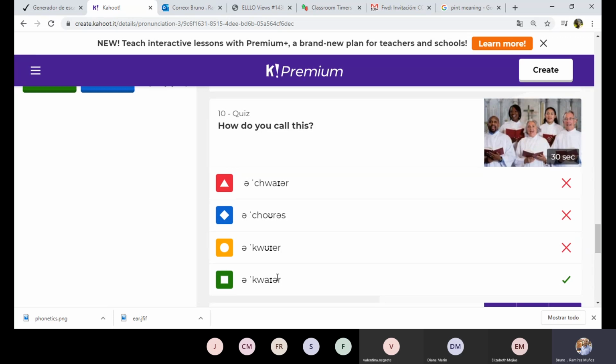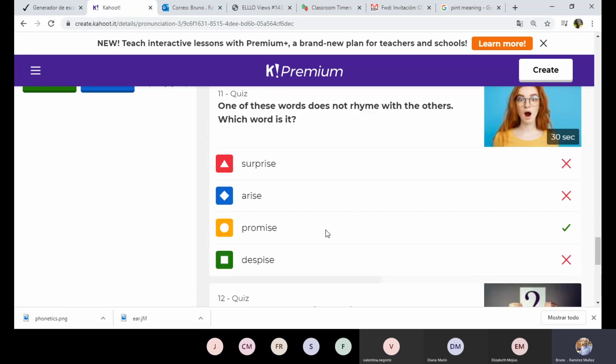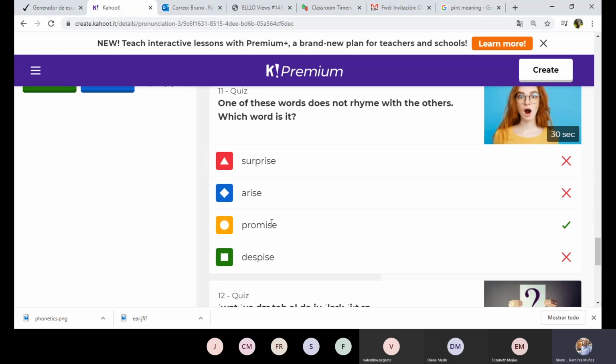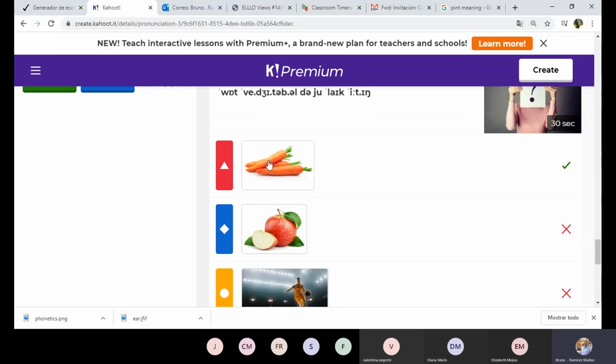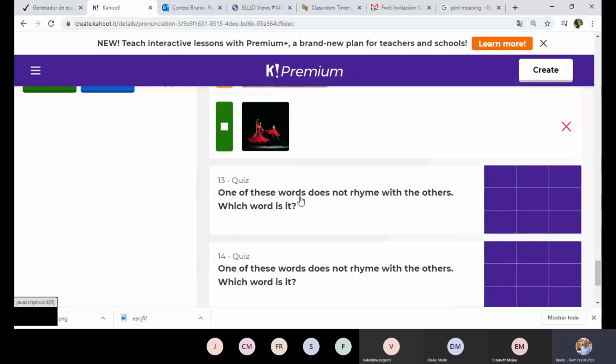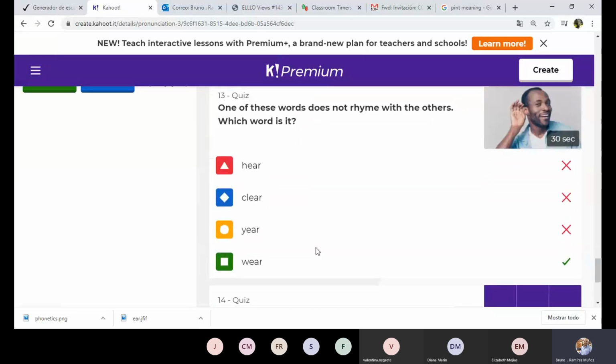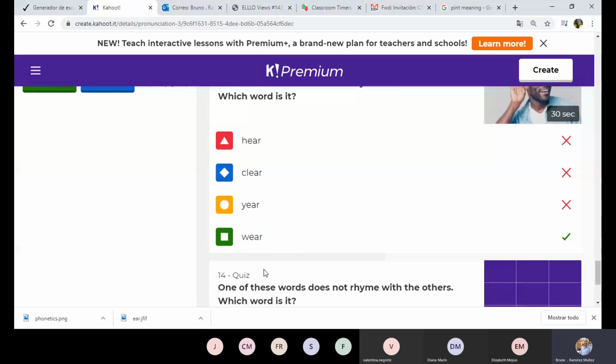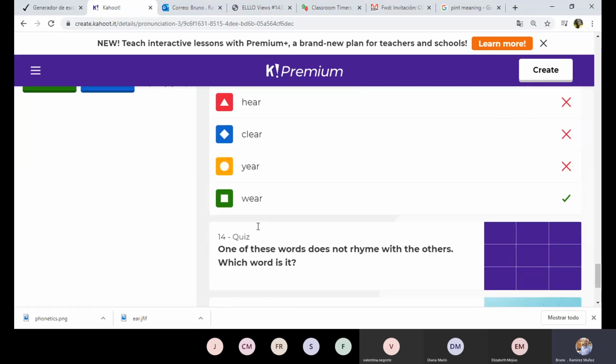Okay. 11, that's 11. Surprise, arise, promise, despise. Surprise, arise, despise. What vegetable do you like eating? So the red option would be the vegetable, right? This would be a fruit, sport, and dance. Number 13, we have here, clear, year, and where. Same spelling again, the same graphemes.